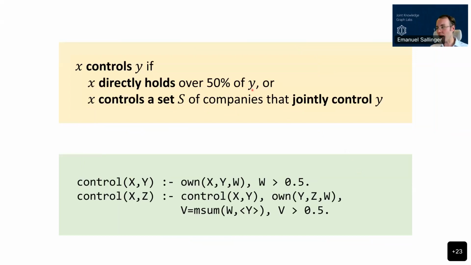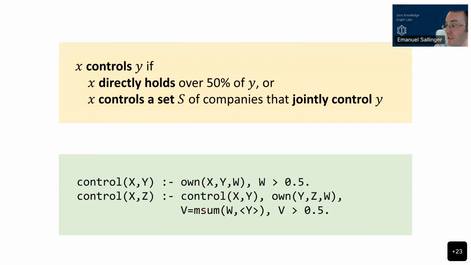But the harder thing is: X controls a set of companies that jointly control Y. What does that mean? If I own 30% of a company, and through some other company somebody owns another 30% of it, so in total 60%, that should be something you cover. We are going to look at an example in a minute. X controls Y, and Y controls Z with share W, but we can't just ask whether W is greater than 0.5.